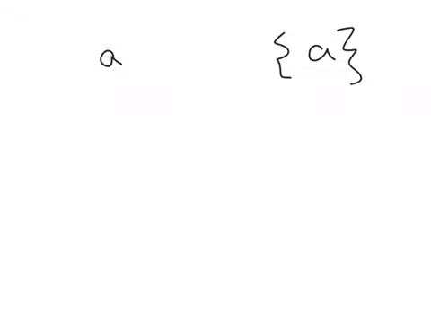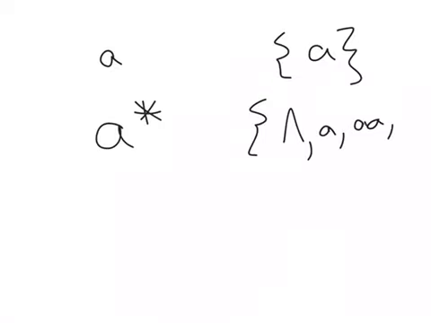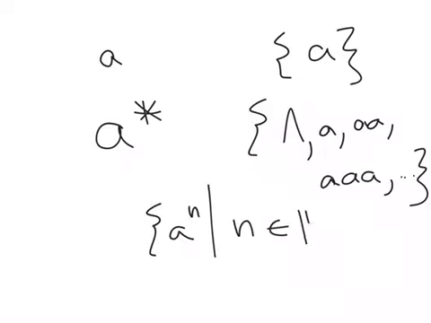In contrast, if I'm talking about A star, that regular expression also represents a set of strings. It just happens to be an infinite set of strings in this case, so it would be lambda, and then A, and then AA, and then a triple A, and so on. Another way we can write A star, if we're writing it as a set, is the set A to the n such that n is an element of the natural numbers, because the natural numbers start at 0. But those are both A star, right?